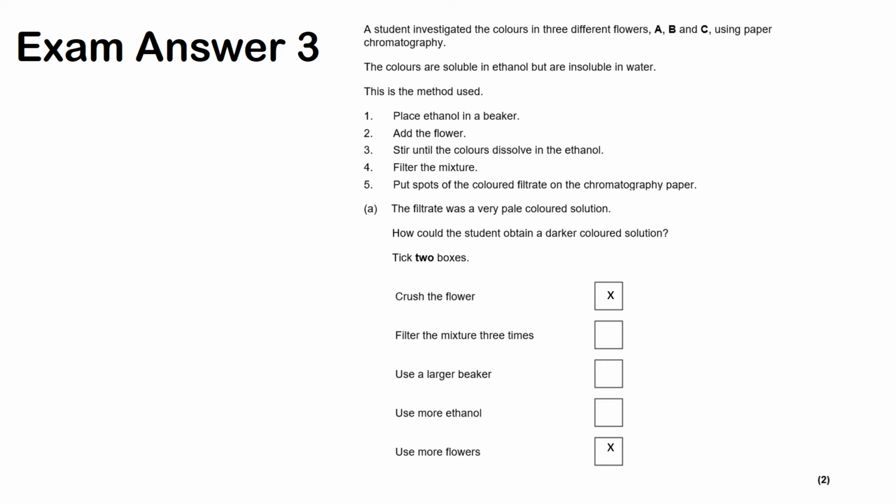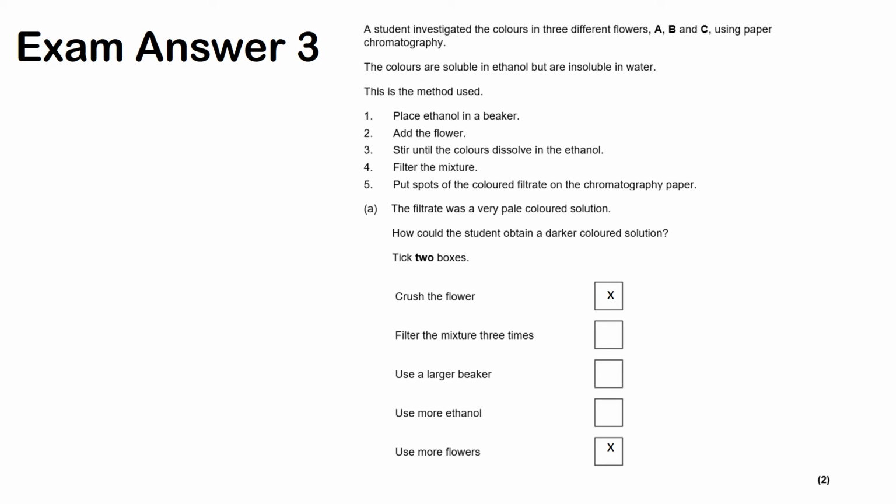Question 3 was, a student investigated the colours in 3 different flowers A, B and C using paper chromatography. The colours are soluble in ethanol but are insoluble in water. This is the method used. Place ethanol in a beaker, add the flour, stir until the colours dissolve in the ethanol, filter the mixture, put spots of the coloured filtrate on the chromatography paper. The filtrate was very pale coloured solution. How could the student obtain a darker coloured solution?